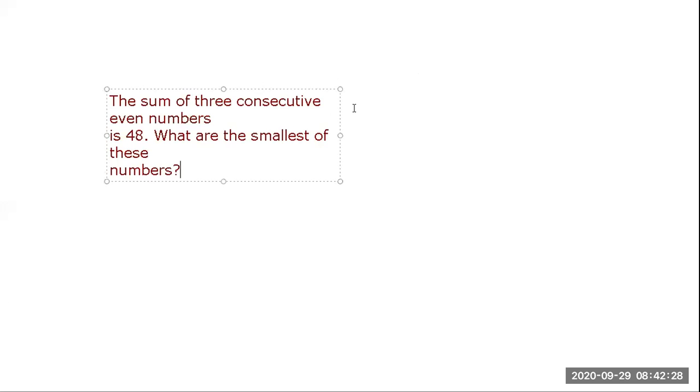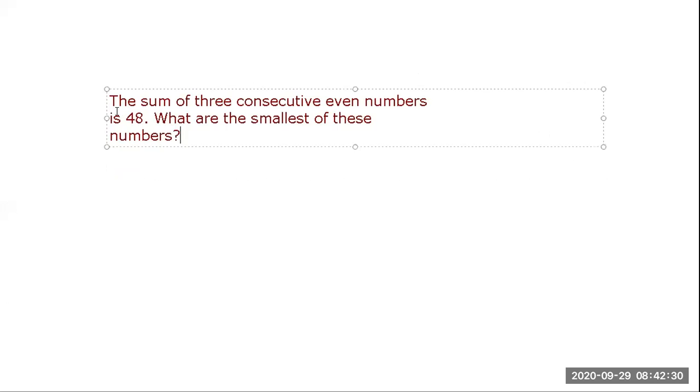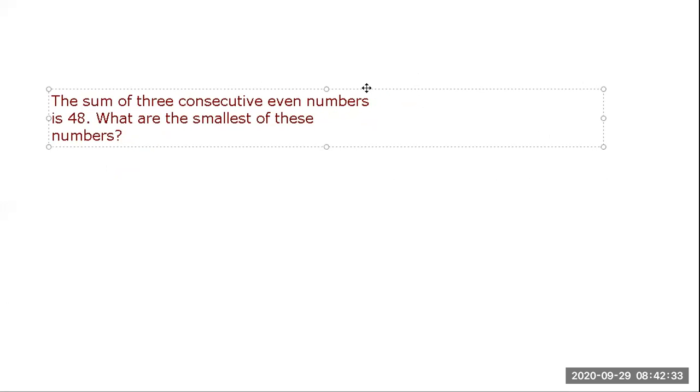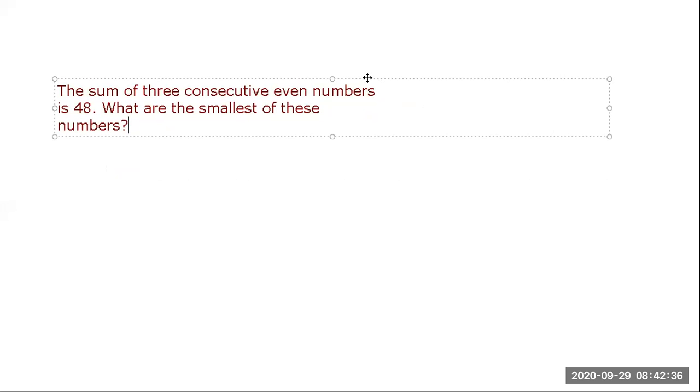Okay, so this question we're gonna do is a little bit more tricky, but it's a fun one. It says, the sum of 3 consecutive even numbers. Just to make it clear, consecutive means one after the other. So 1, 2, 3, those 3 numbers are consecutive. 2, 4, 6, those 3 numbers are consecutive even numbers. 10, 12, 14, those are consecutive even numbers. 10, 11, 12, those are consecutive numbers.